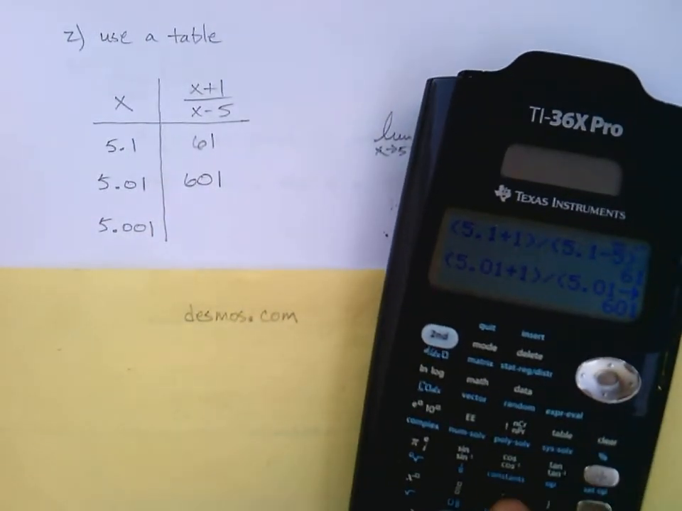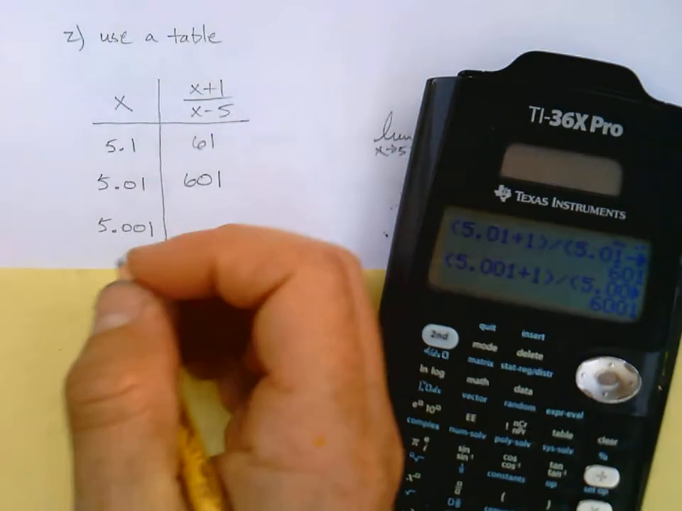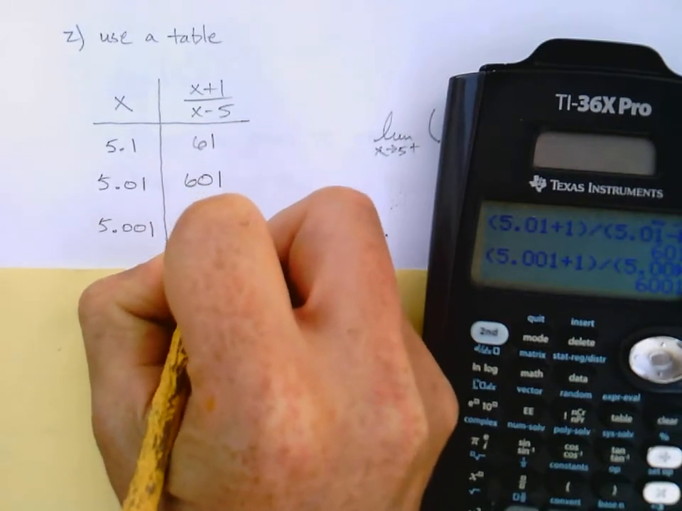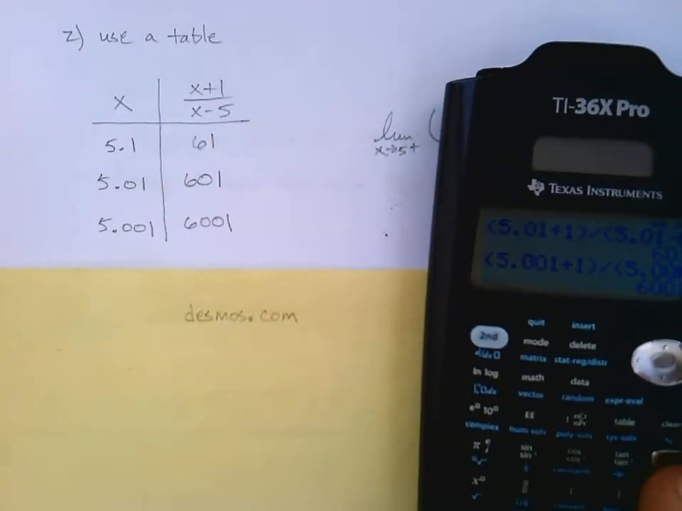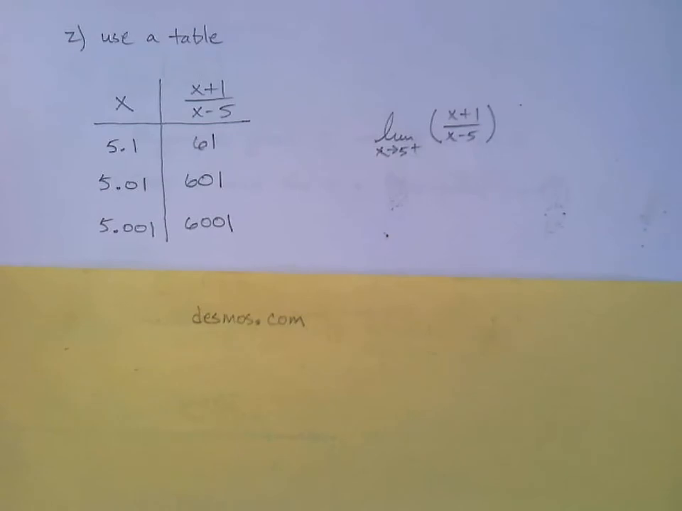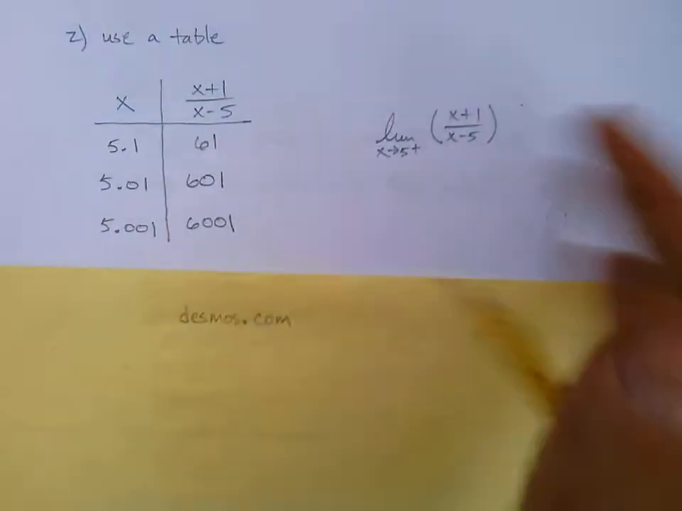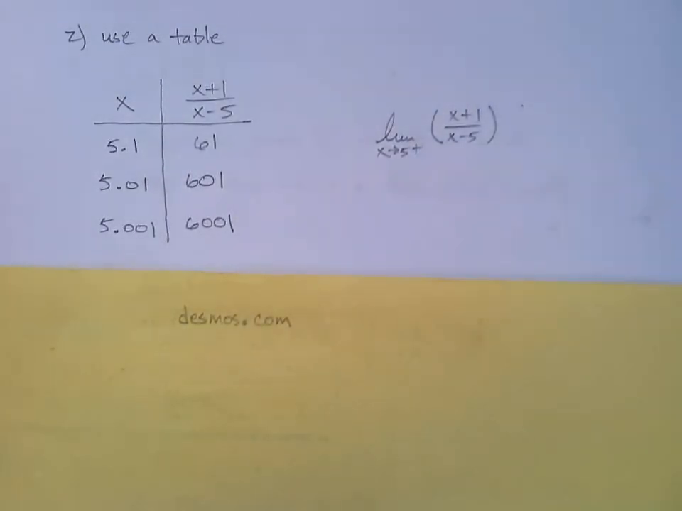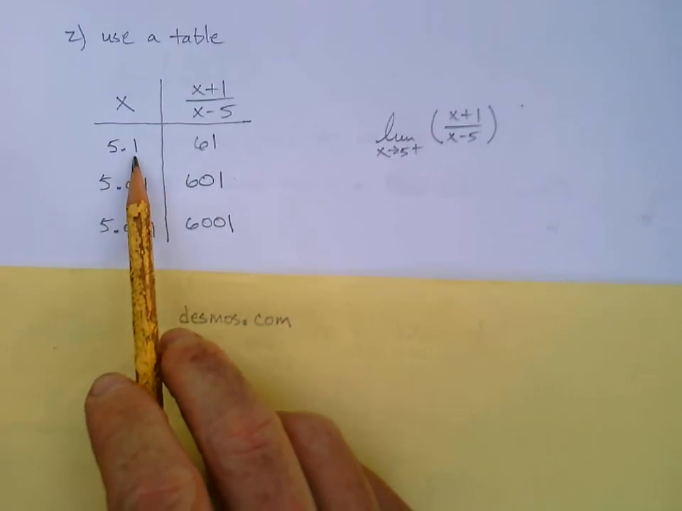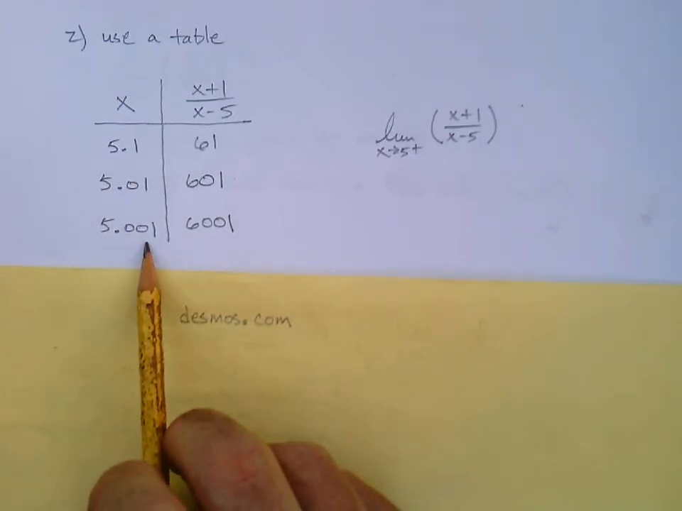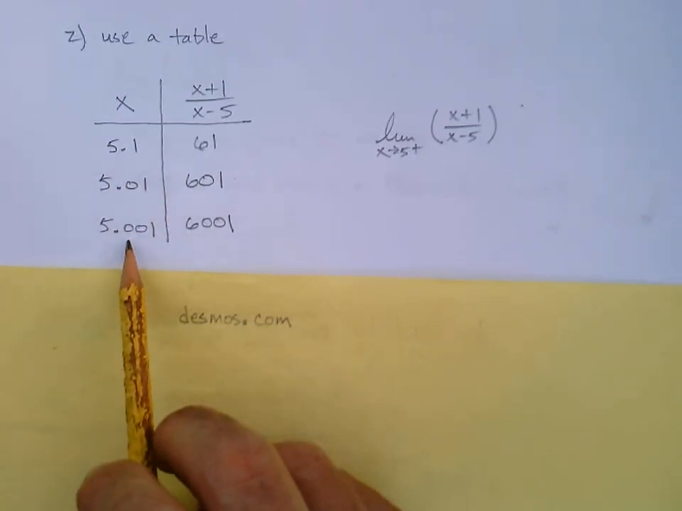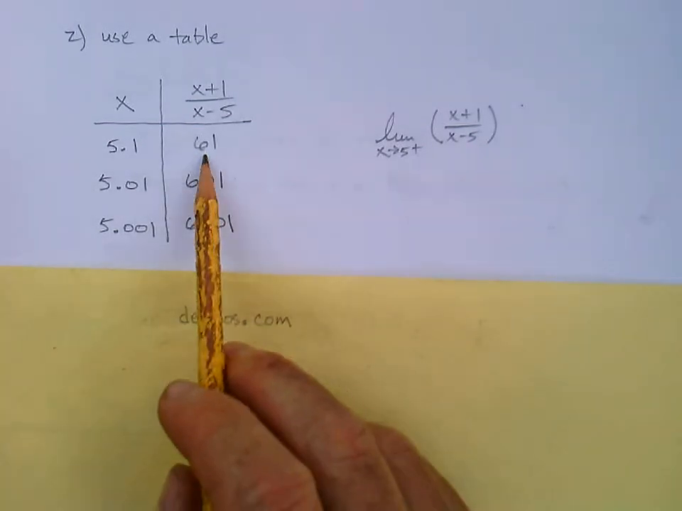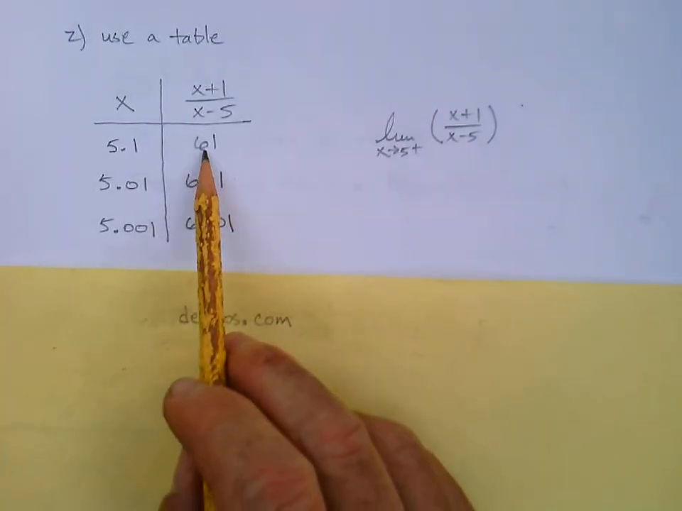Maybe you see the pattern. What's going to happen when we plug in 5.001? You might have guessed it, 6001 from our table. Okay, so let's think about this. We plugged in these numbers a little bit bigger than 5, approaching 5. And look what happened to those y values. They're getting larger and larger.